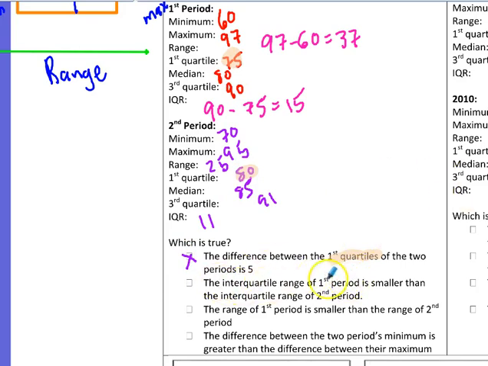The interquartile range of first period is smaller than the interquartile range of second period. The interquartile range of first is 15, and the interquartile range of second is 11. So that means this one's bigger, and that means this is false. The range of first period is smaller than the range of second period. This range is 37, this range is 25, so again, first period is larger. So that's false.